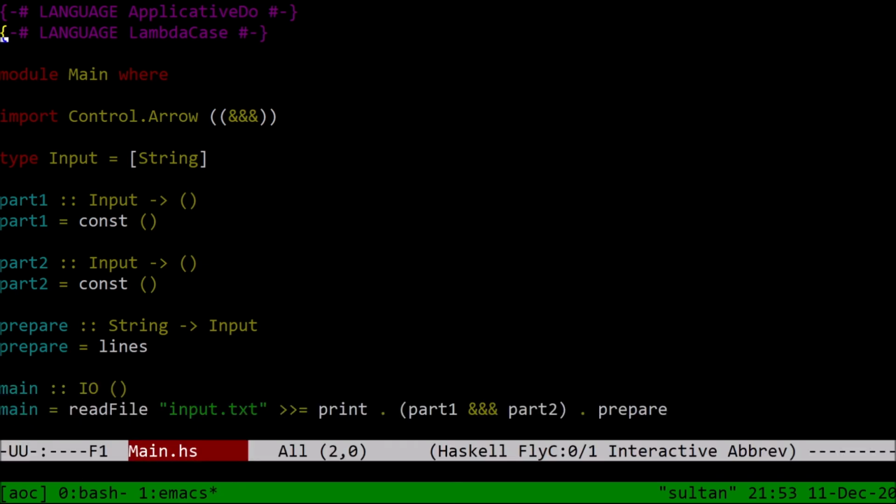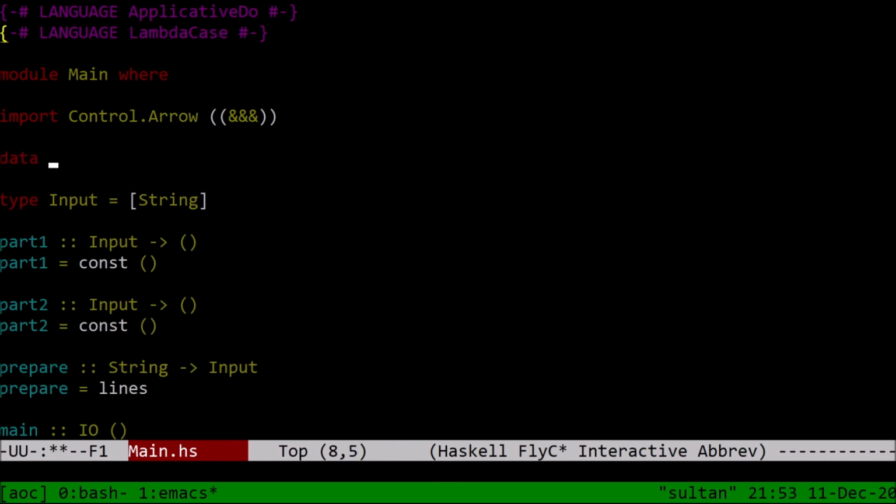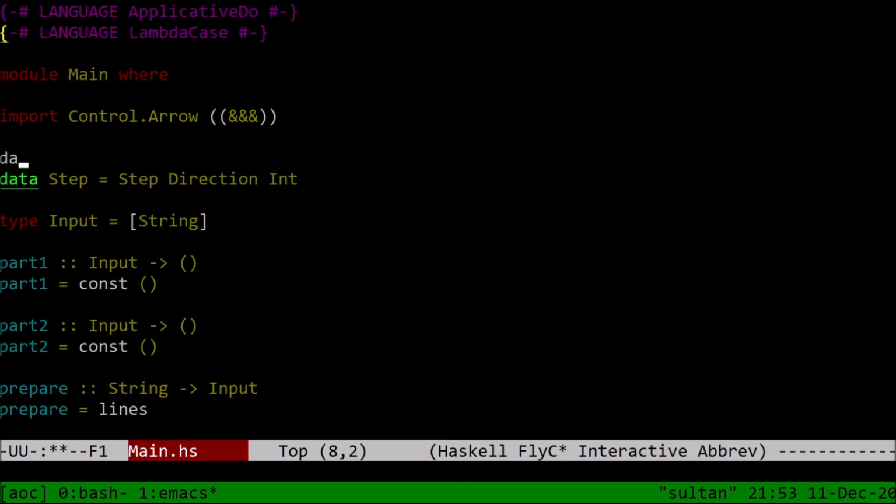We might want deriving today, who knows? So let's define a little data Step: the Step of Direction and an Int. And we have a data Direction equals North, East, South, West, or Forward, or Left, or Right. Is that correct? Did I get them all? North, south, east, west, left, right, forward. Okay, cool.